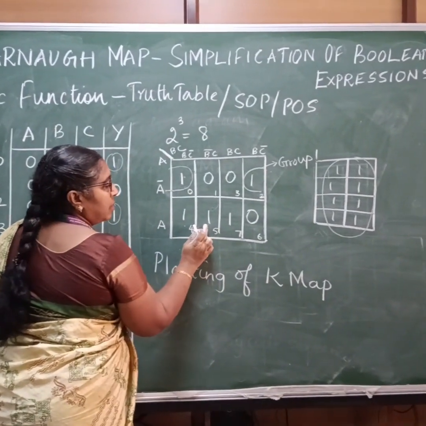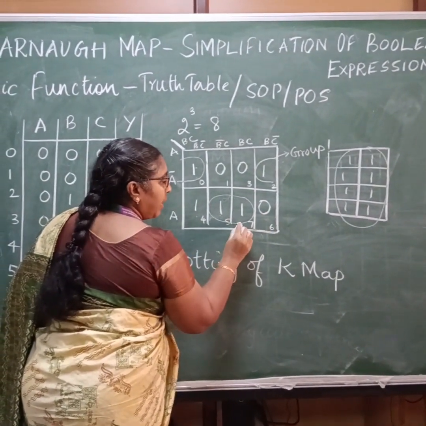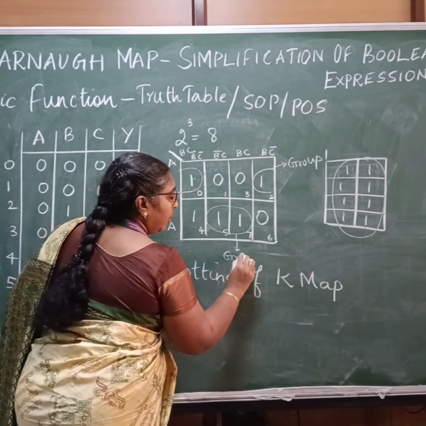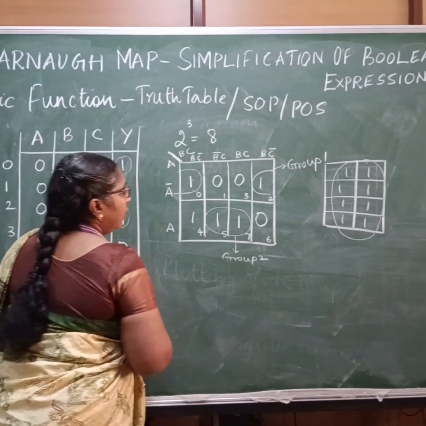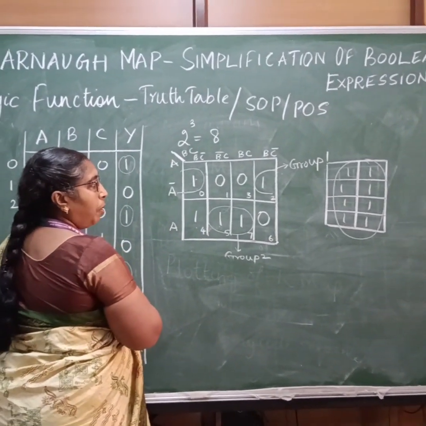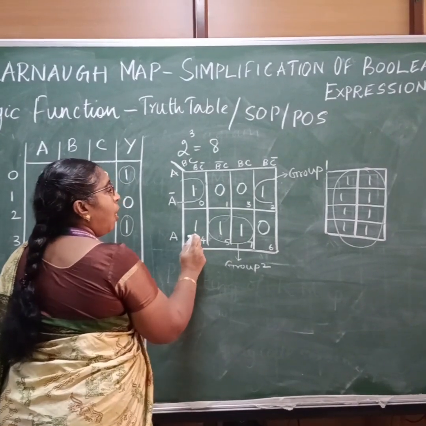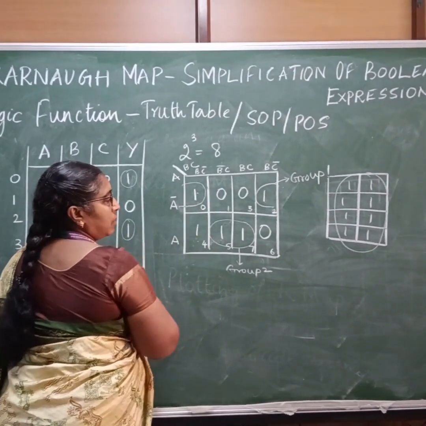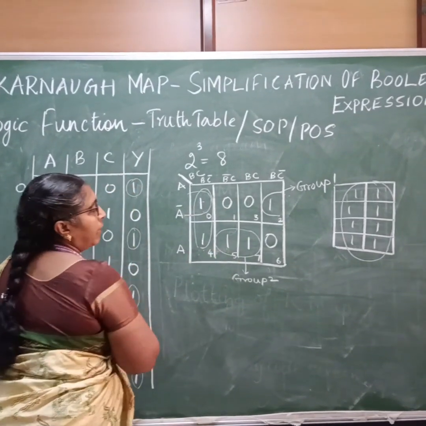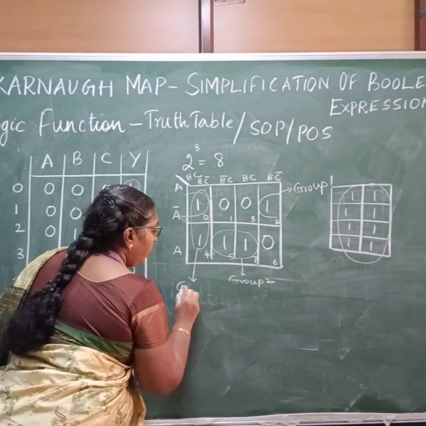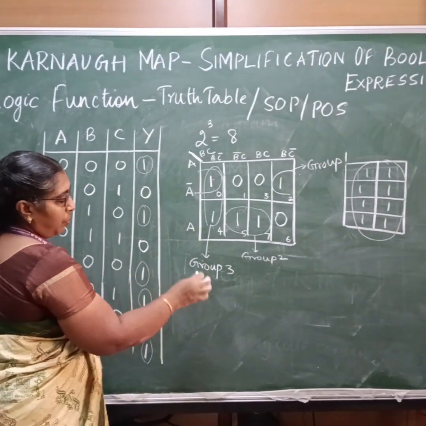Okay, so in this case this one and this one are adjacent, so we can group this and make it group 2. Next, this one is remaining without pairing. So you can pair it with this adjacent one or with that adjacent one. In this case I am going to pair it like this, and this will form group 3. So now we are going to write the expression.